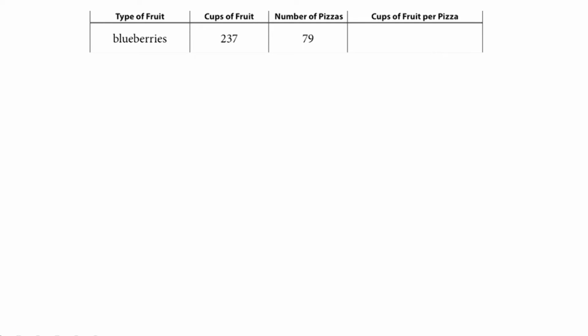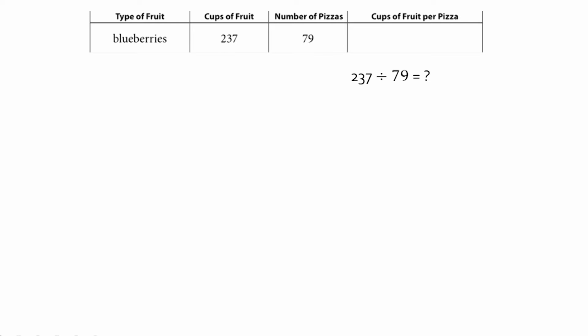Let's look at blueberries first. So again, 237 cups of blueberries made 79 pizzas. We want to know how many cups of fruit for one blueberry pizza. How are you going to solve that? If you have someone around you, take a second, discuss, and I want you to try to come up with an expression that will help you solve this problem. Take a second and think about this. So what did you come up with?